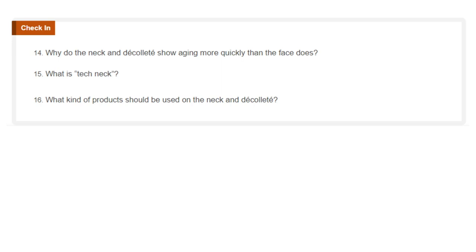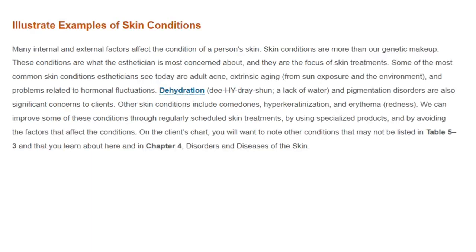Check in. Why do the neck and décolleté show aging more quickly than the face does? What is tech neck? What kind of products should be used on the neck and décolleté? Illustrate examples of skin conditions. Many internal and external factors affect the condition of a person's skin. Skin conditions are more than our genetic makeup. These conditions are what the esthetician is most concerned about, and they are the focus of skin treatments.